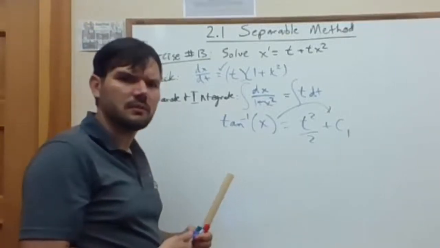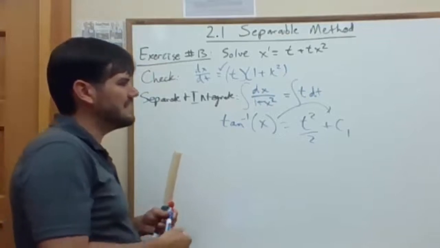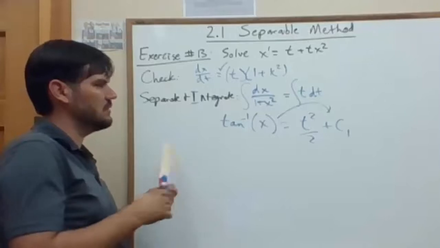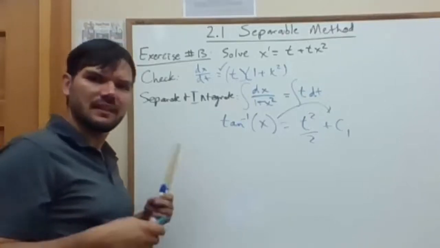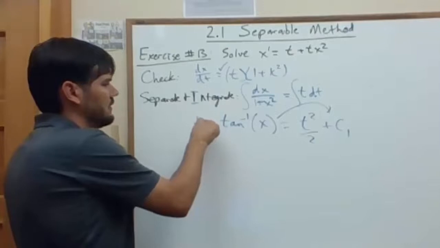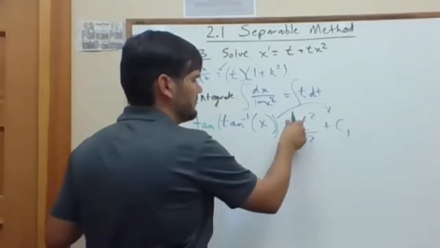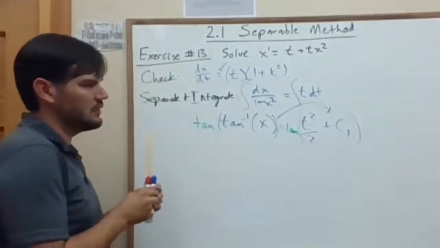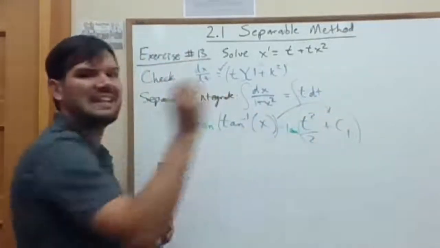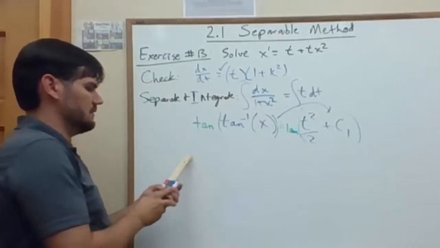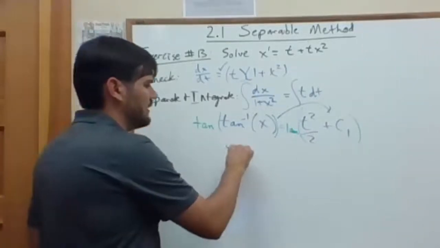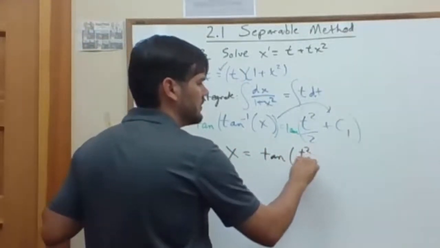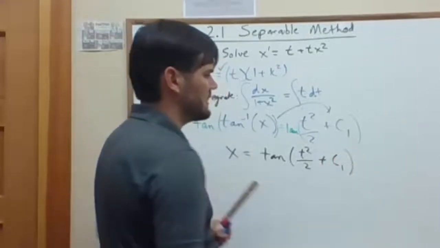Now, to solve for x, what do we do? Well, we want to get it out of the tangent inverse function. So what function do we use to get rid of or invert the inverse tangent function? Well, that's obviously the tangent function. Notice that the tangent function is of the full sum here. So that leaves us with x equals the tangent of t squared over 2 plus C1.